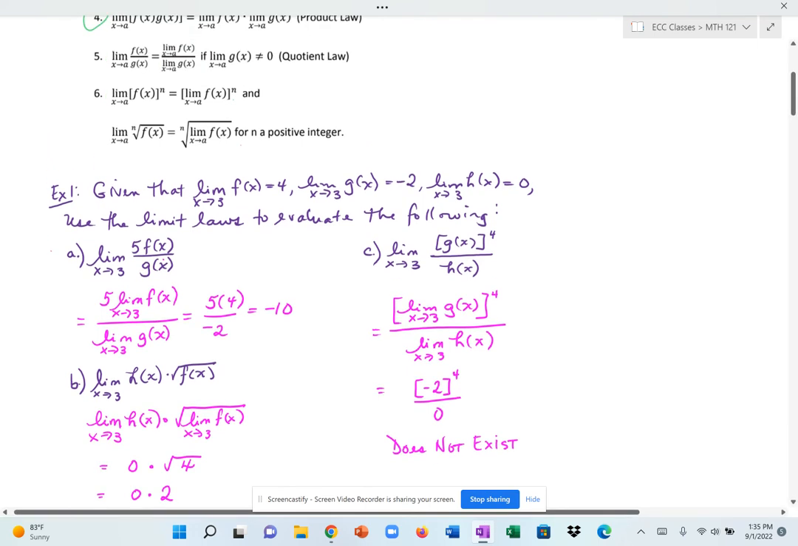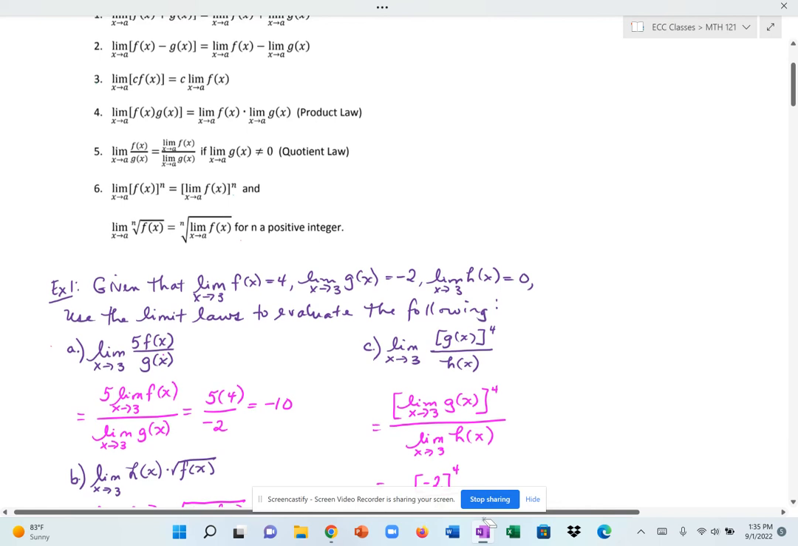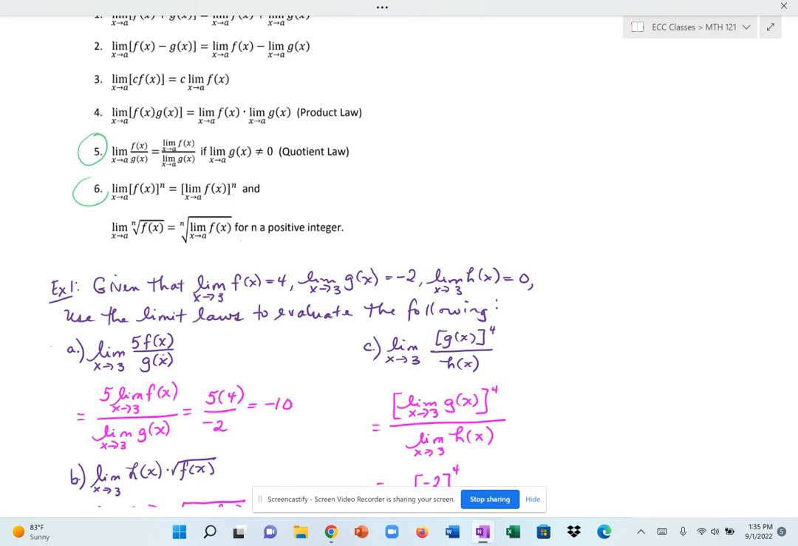Okay, now we go to part C here on the right. I have the limit as x approaches 3 of g of x to the 4th power over h of x. Here again, I'm using the quotient law because I am dividing these two functions, and I'm using law number 6 because I have this function g of x raised to the fourth power. So when I apply the limit laws, it should look like the next line.